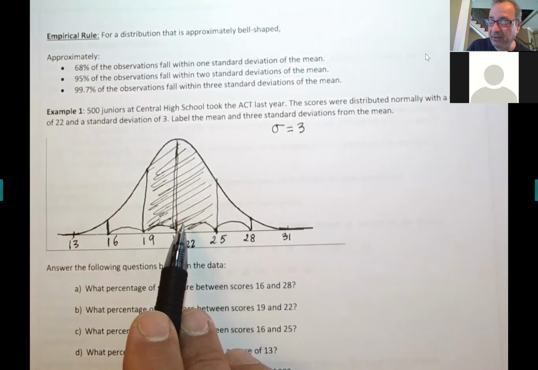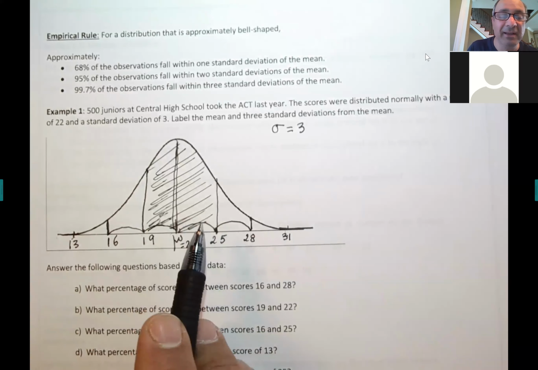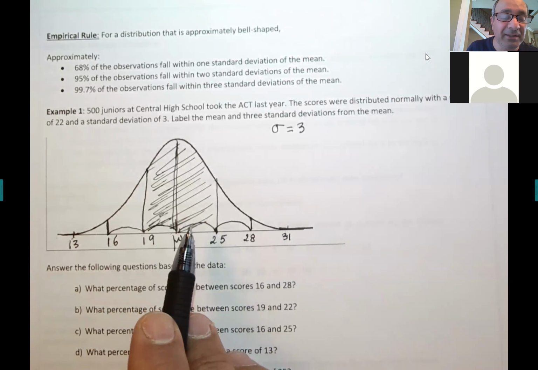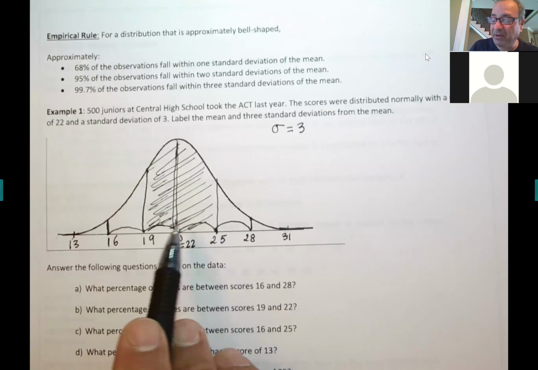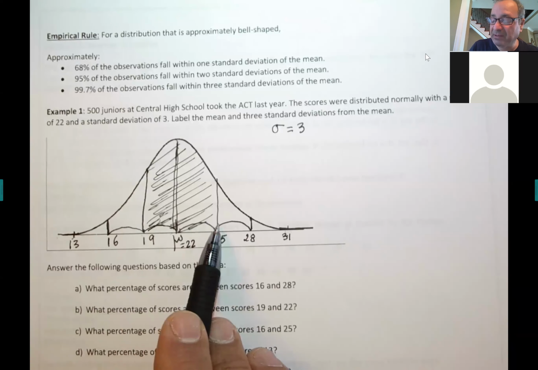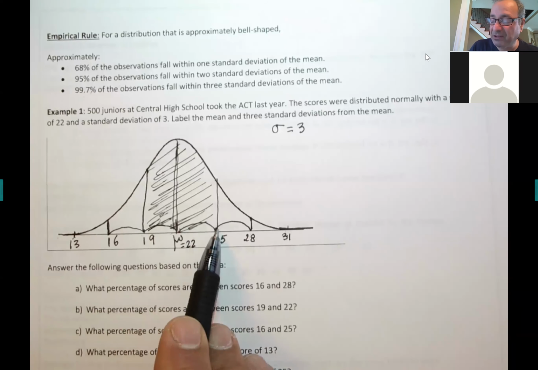Let me tell you what the word within means. If I ask you to come and see me at 3 p.m. or within 10 minutes of 3 p.m., what do I mean by that? It means you can come 10 minutes early, you can come up to 10 minutes late. That is what it means. And when we say 68% of the data lie within 1 standard deviation of the mean, that means you subtract 1 standard deviation from 22 and add 1 standard deviation to 22, so it will be 19 to 25.